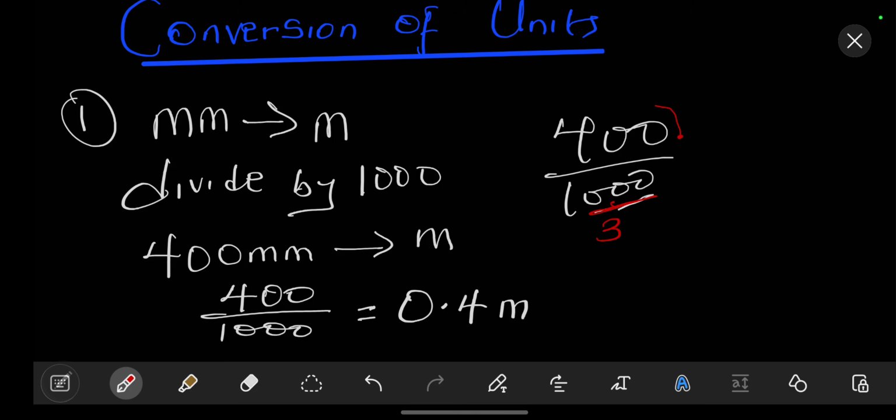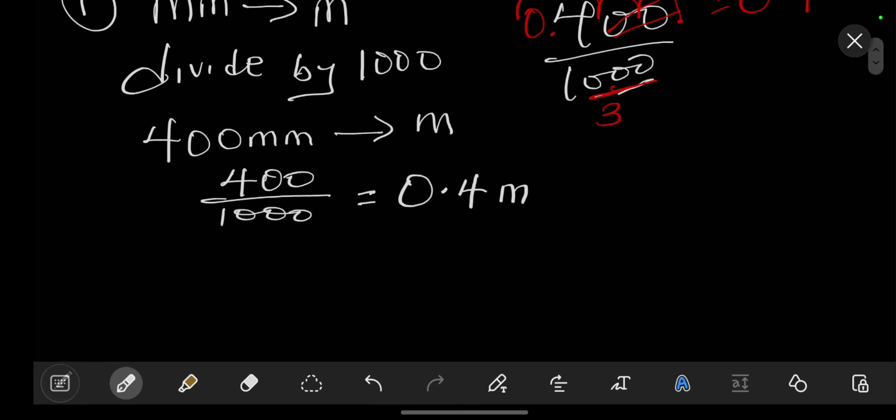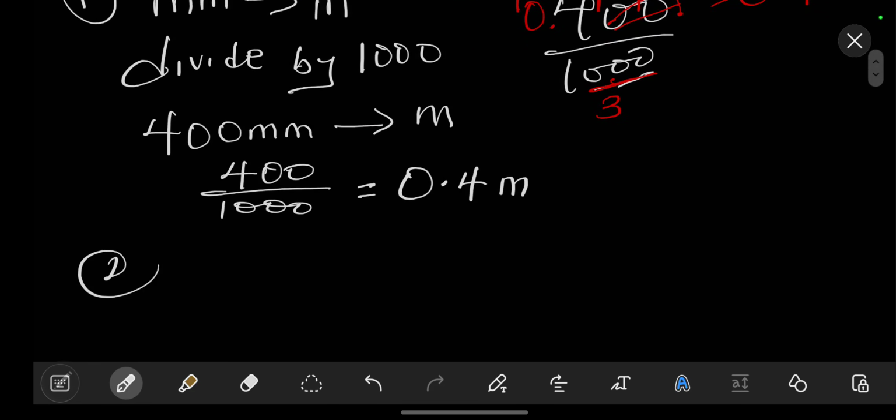So if we do that, we have 1, 2, and then 3. And 3 here means you now have it here. You see that now? So we have it here. The point will come right in front of that 4. So you have 0.4. You would discard those 2 zeros. So what you will have is 0.4. That is how it is done. So let me walk you through more examples, then you'll get used to it even more.